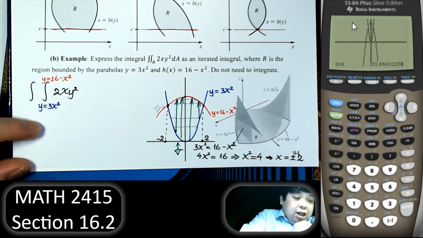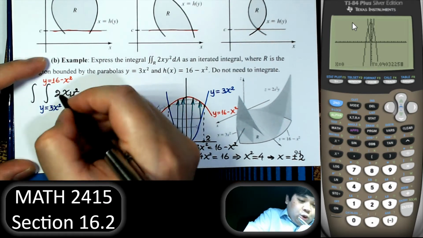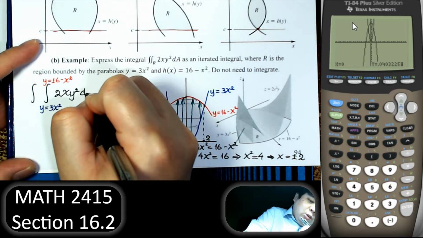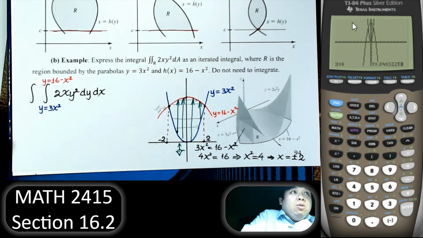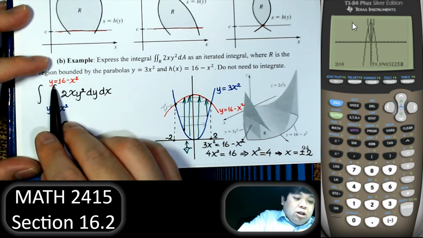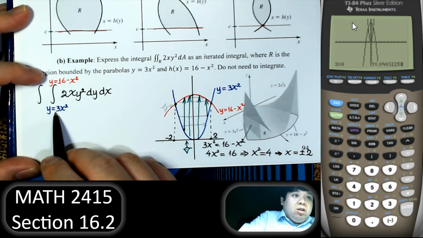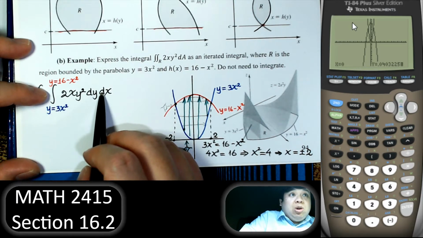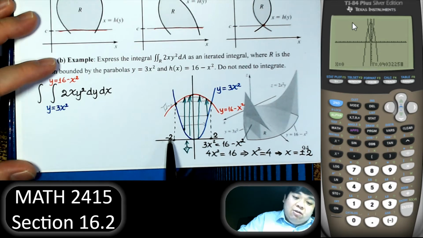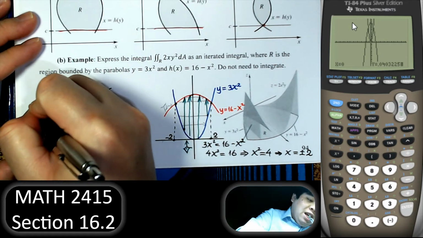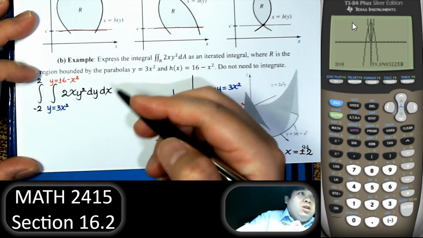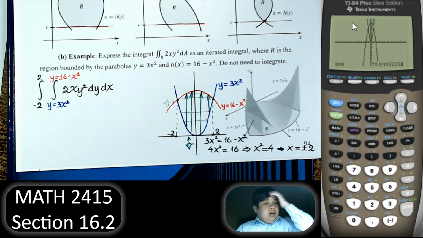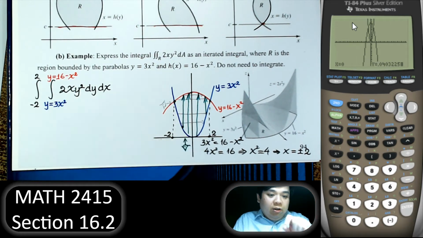Now, since we have set up the limits between two y functions, we're going to do dy and then dx. So for the double integral, the inner variable can be bounded by two functions of the outer variable. So that's perfect there. And x values go from -2 to 2. The outside will be just constant. The outside must be constant. So -2 and 2 for this region.